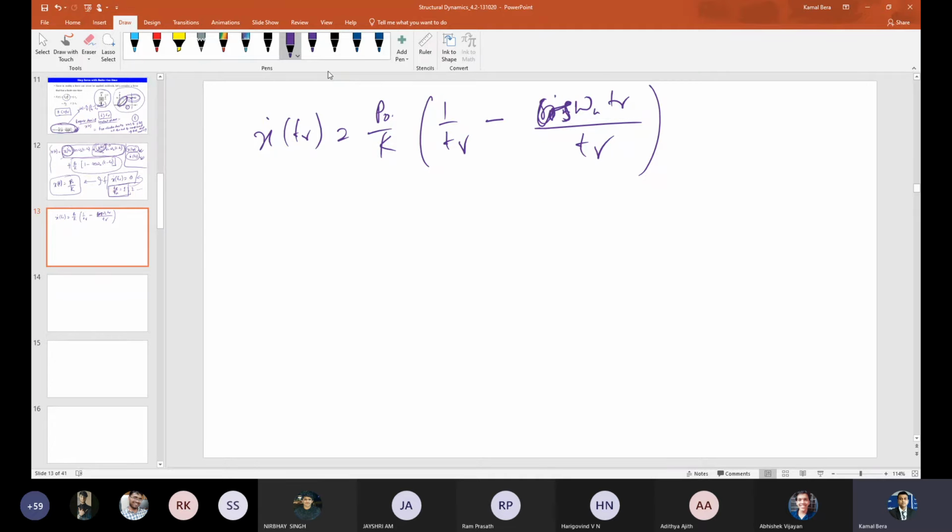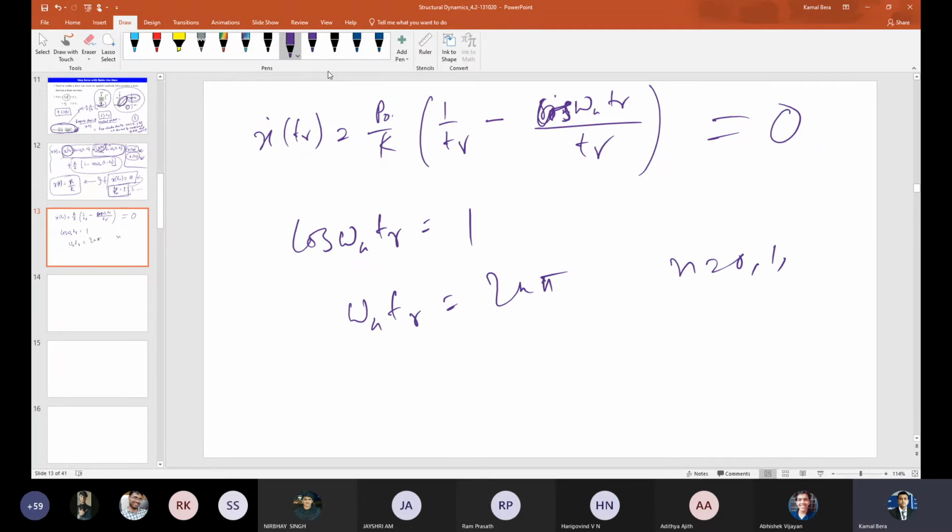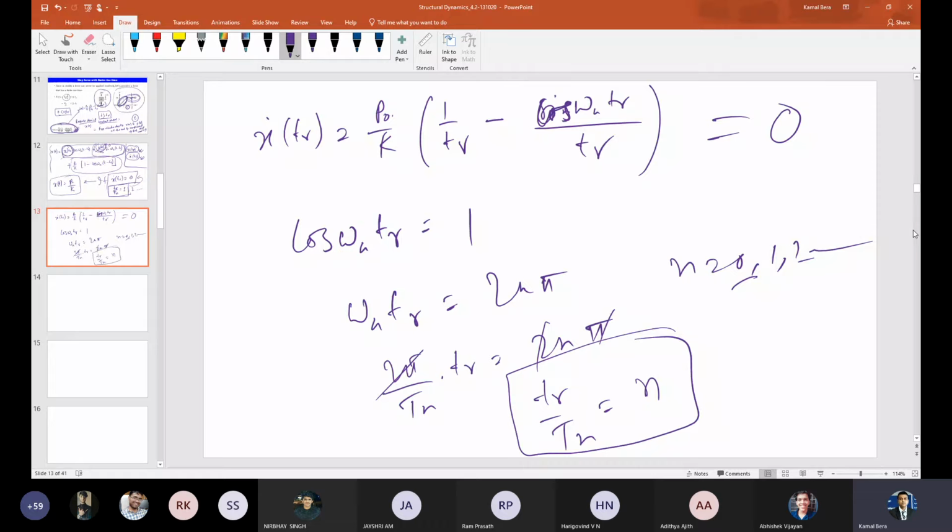Okay, so then you just set it to 0. If I set this to 0, then cosine omega n TR equals 1, right? Find out omega n TR. So omega n TR will be 2 n pi, with n equal to 0, 1, 2. Forget about 0, since that is time 0 actually, and we are not interested in that. So then it is 2 pi by Tn times TR equals 2 n pi. The 2 pi cancels out, so TR by Tn is equal to n. So 1, 2, 3. Done?